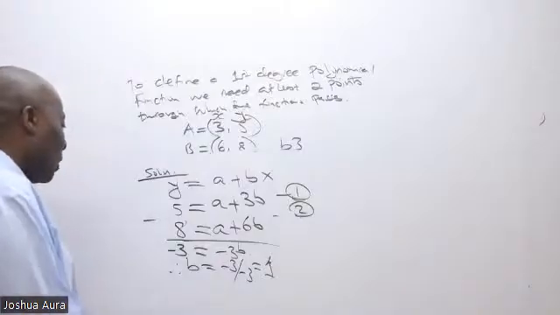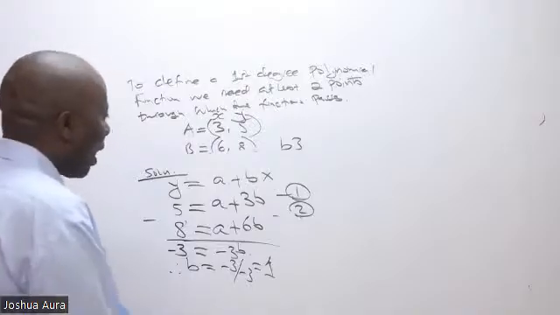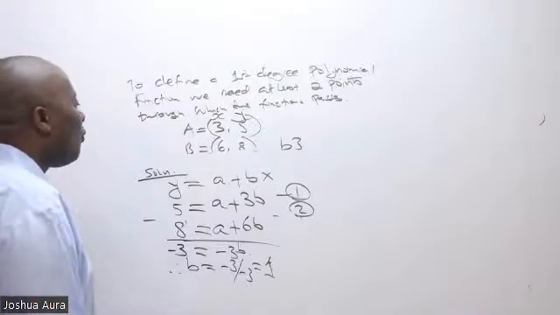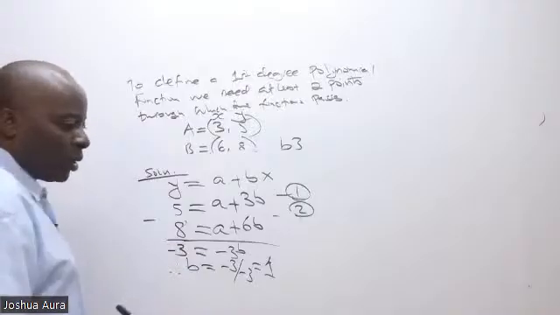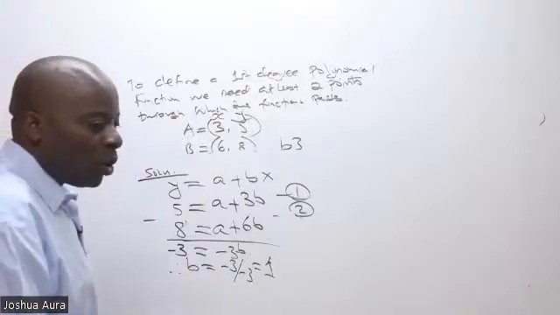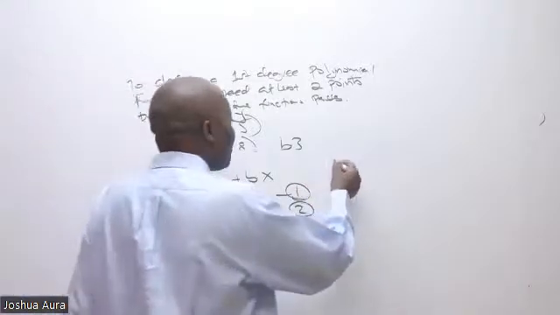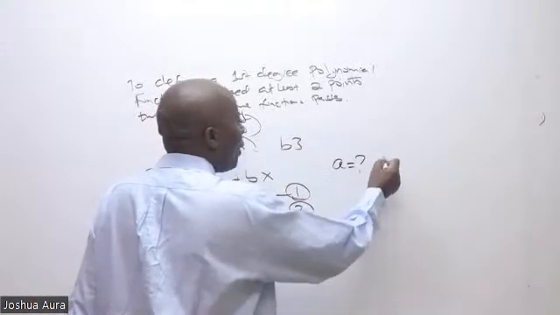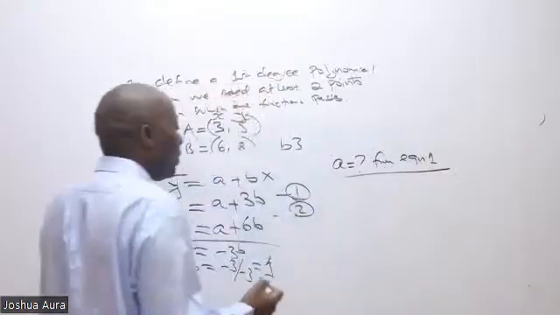So in this case here, b equals 1, like that. Now, having gotten the value of b, we can easily get the value of a by substitution. Then how would we substitute here? What I'll do is to ask myself, what is the value of a from equation 1?